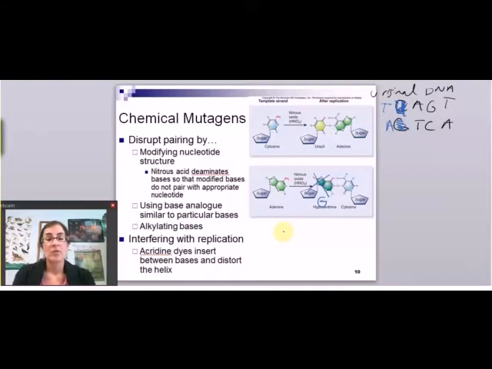Other chemicals might actually insert into the DNA and bend it. And when you distort the double helix, it messes up the shape of the double helix, and that affects the way that DNA replication occurs. So it will cause replication to get messed up, and then you can get substitutions as well. So there's lots and lots of different chemical mutagens. They all work in slightly different ways. These are just some examples.